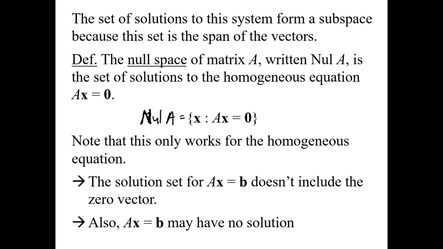Also, keep in mind that if we're solving the non-homogeneous equation, there's always the possibility it's inconsistent. There's always the possibility there's no solution. Whereas when we solve the homogeneous equation, there's always, at a minimum, the 0 vector works. It might be the only solution, but there is always at least one solution.